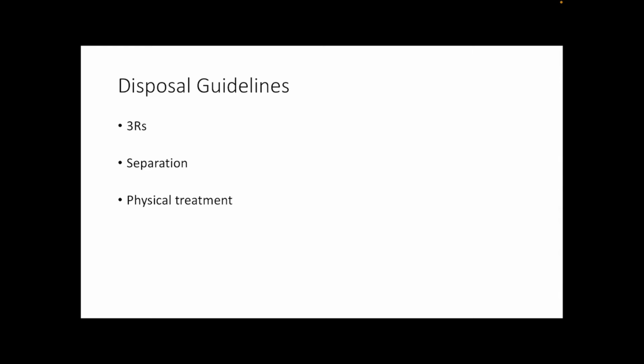Another method that you can use to deal with wastes is chemical treatment. So chemical treatments are going to involve a reaction, and that's going to convert the waste into a less harmful material.